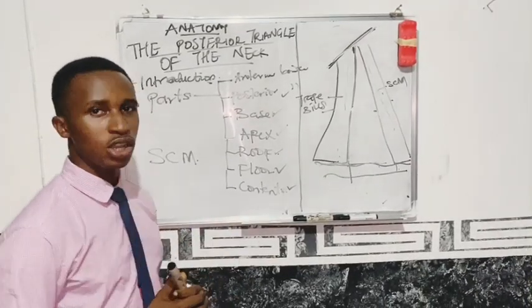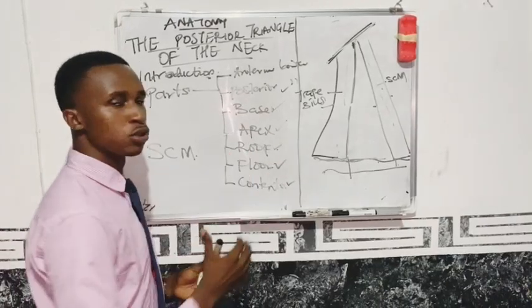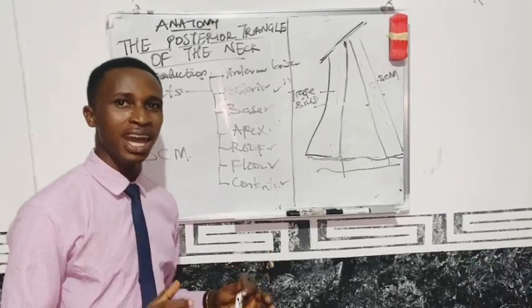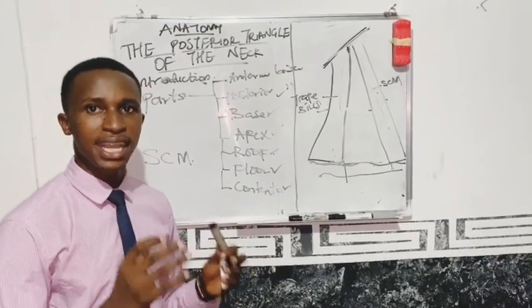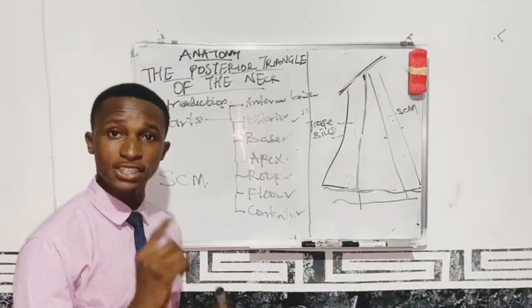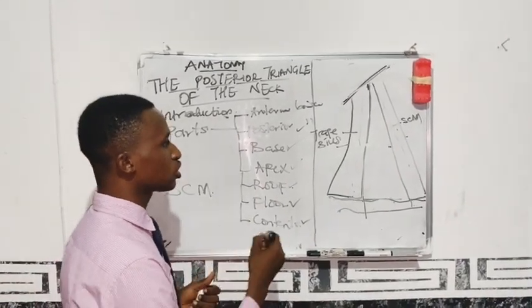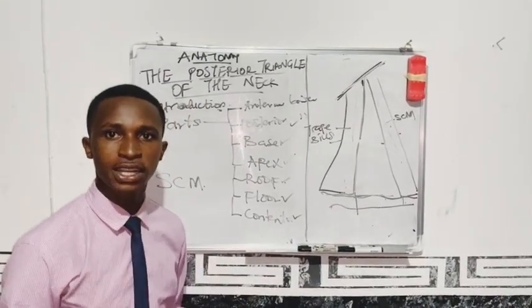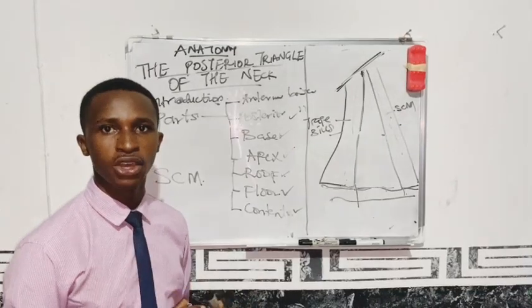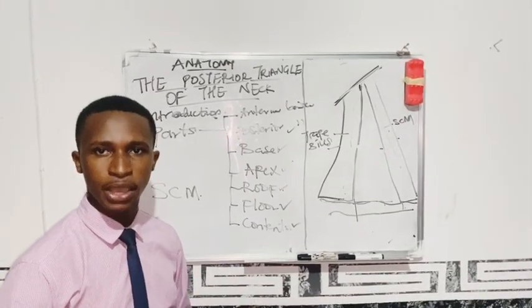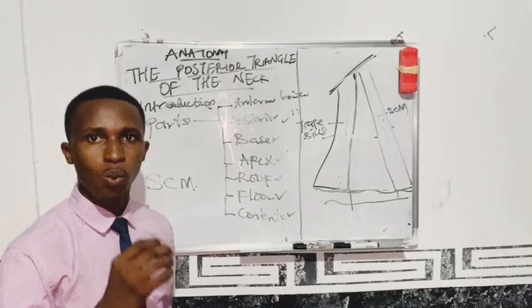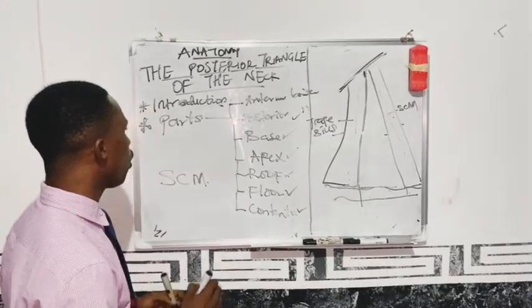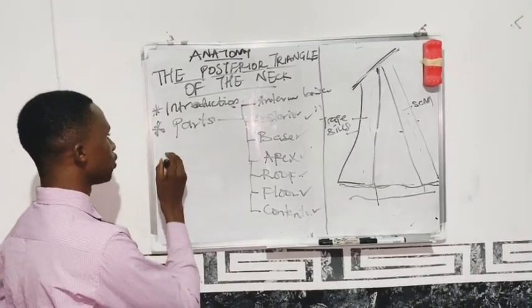The next point we are going to talk about is division of the posterior triangle of the neck. The posterior triangle of the neck is divided into two. But the first thing you need to know is what divides the posterior triangle of the neck into two. It is referred to as the posterior belly or the inferior belly of the omohyoid muscle. So I repeat that. What divides the posterior triangle of the neck into two? The inferior belly of the omohyoid muscle.